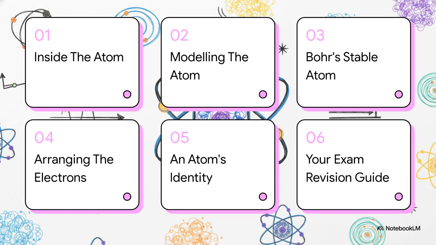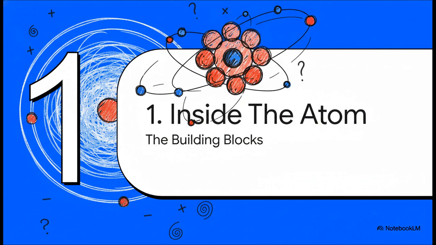We will start with what's inside the atom, then look at how our ideas about the atom changed over time with different models. We'll understand Bohr's model, learn how to arrange electrons, define what gives an atom its identity, and finally, I'll give you a simple guide for your exam preparation. All right, let's begin right at the beginning.